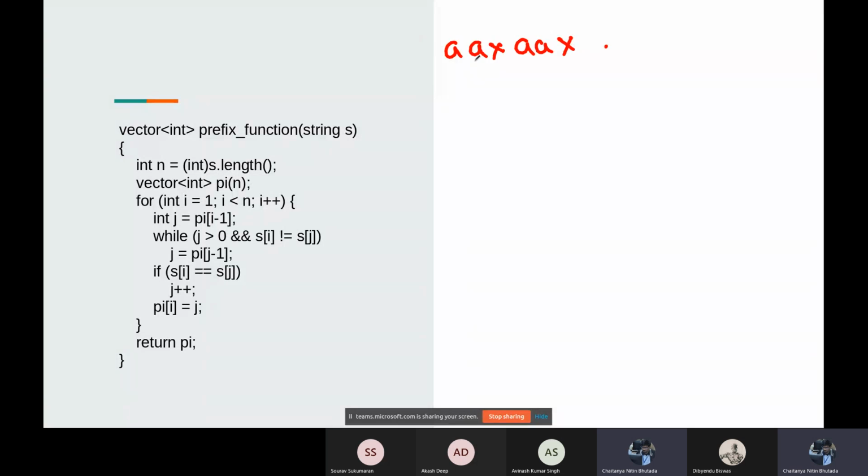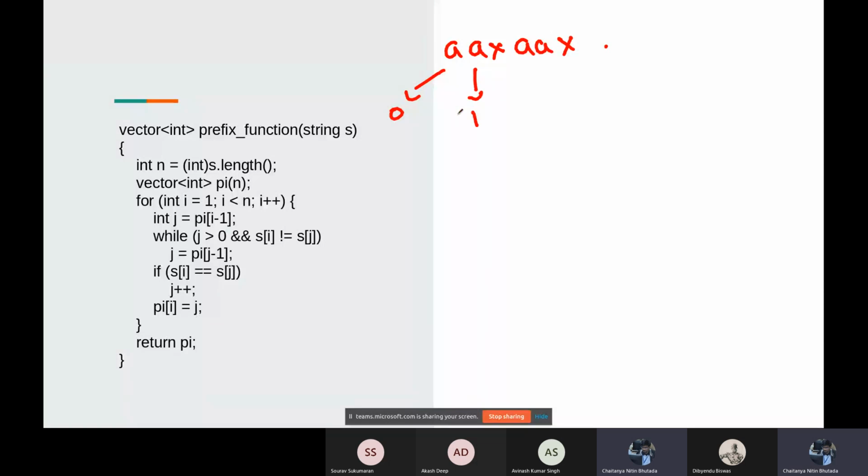Now for this, it is always 0. We don't need to even check. So now at position 1, the j value is 0. We don't go here. Now we check s of 1 equal to s of 0, which it is, a is equal to a. So we increase the j and put the pi I equal to j. So here the pi I will be 1.